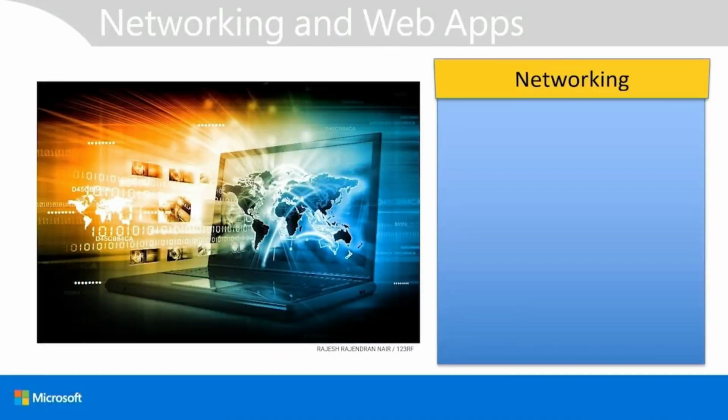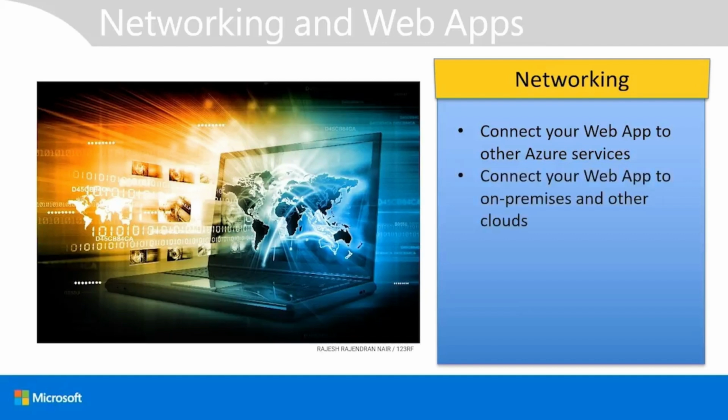Okay, you're going to have to hang on tight for this because we're going to dive into some concepts that are a little bit more technical than some of the information we've covered so far. We're going to talk about how you can network your web apps with other resources. Now, the networking features in App Service allow you to connect your web apps to other Azure services, and to even connect your web app to resources that are on other networks such as on-premises resources, or maybe even resources that are in other clouds.